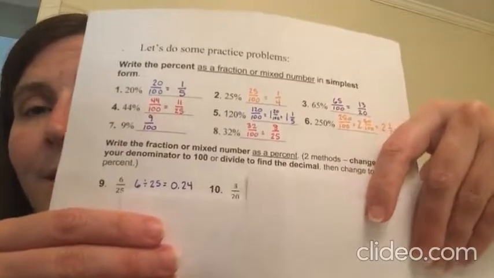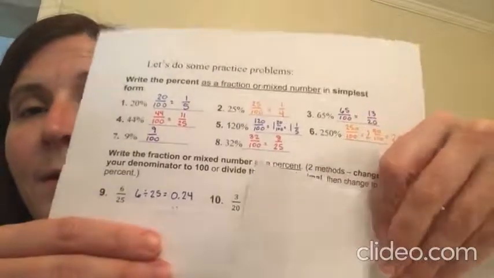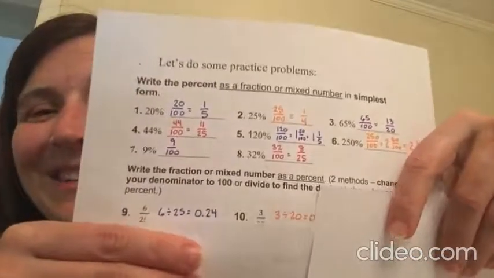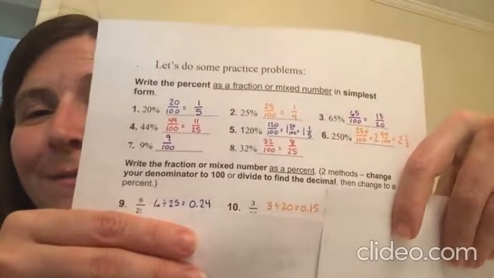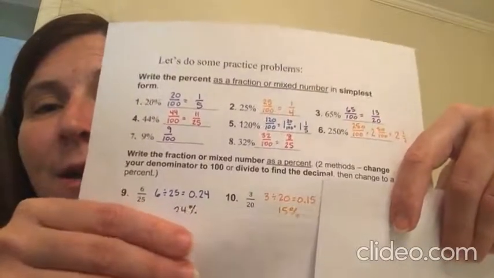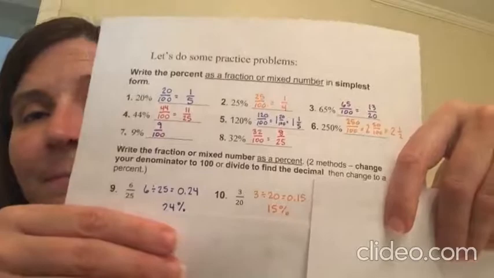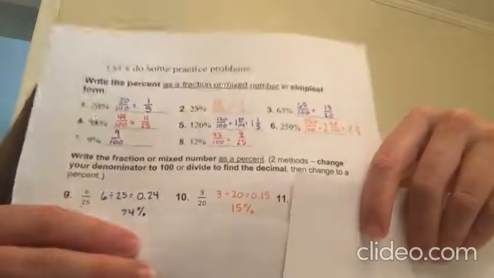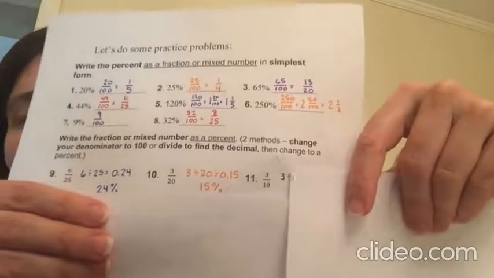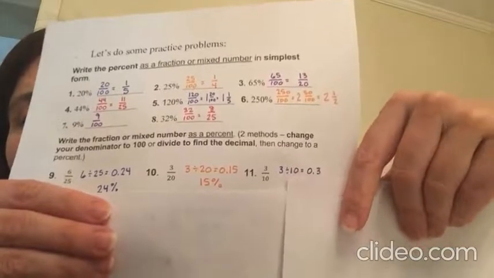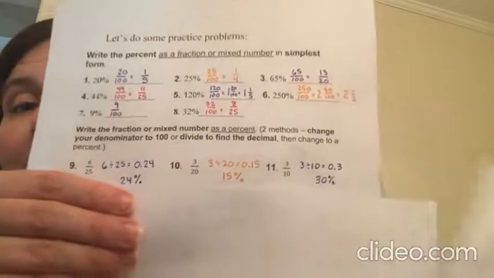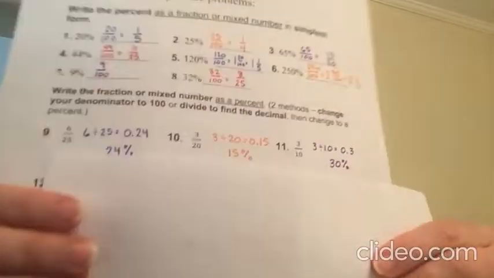Okay, number 10, we have 3/20, which means I'm going to say 3 divided by 20, which gives me 0.15. And if I change my decimal to a percent, I multiply by 100, so I get 15%. Then for number 11, 3/10. When I say 3 divided by 10, I get 0.3. When I multiply that times 100, I get 30%.